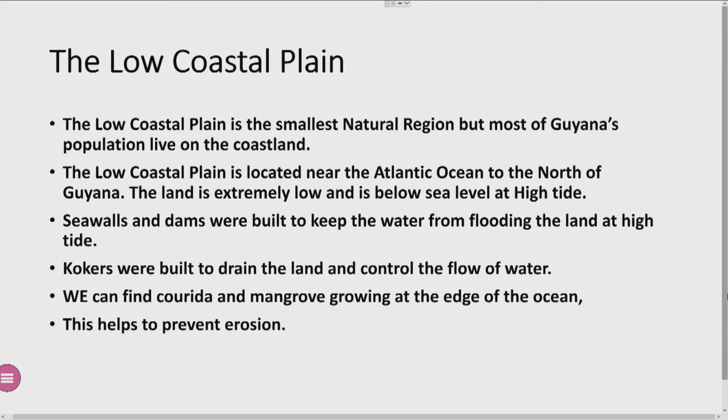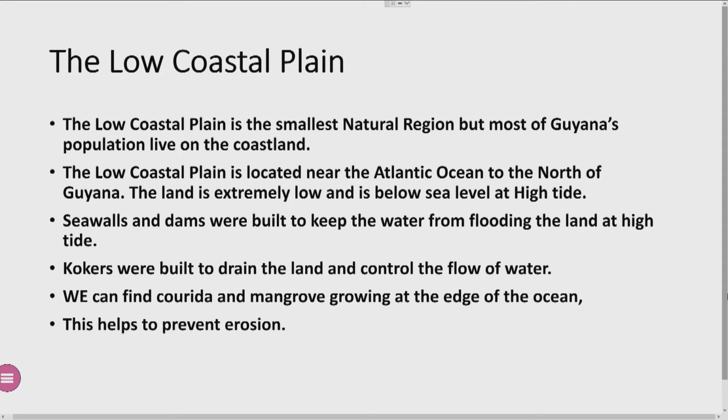The low coastal plain is located near the Atlantic Ocean to the north of Guyana. The land is extremely low and is below sea level at high tide. Seawalls and dams were built to keep the water from flooding the land at high tide. Cokers were built to drain the land and control the flow of water.